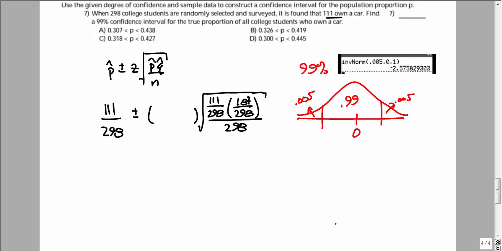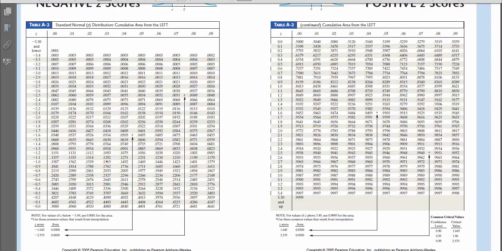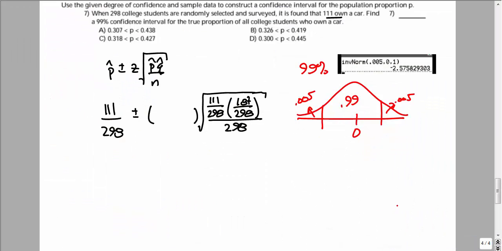Now if we use our normal tables, we're going to get 2.575. So if we look up the closest that we can get to 0.005, we can see that it's right in between these two values, and then read down, this suggests that we use negative 2.575. Doesn't matter which one we use, I'm just going to go with the normal tables here. Because remember, we always answer what's closest.